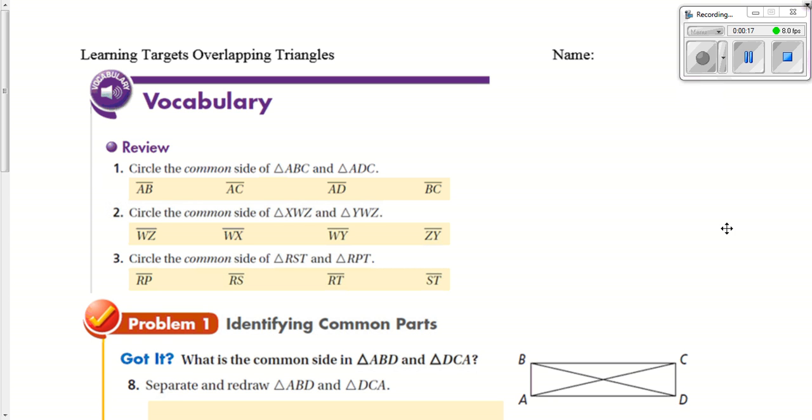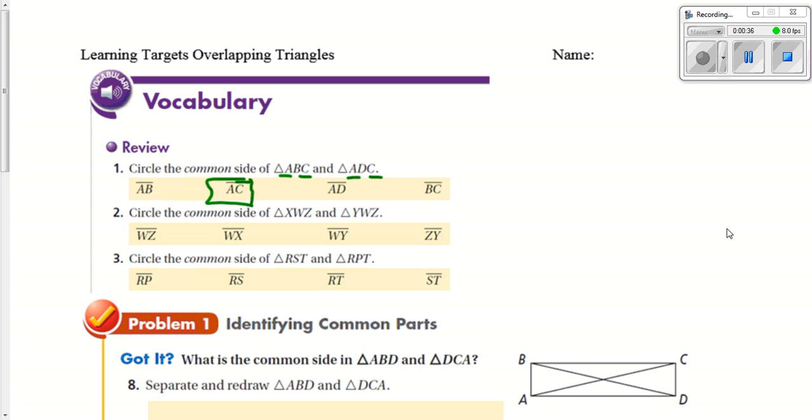So step number 1 says circle the common side of ABC and ADC, meaning what side do those two triangles share? Well, if we look at the names, we are looking for the letters that they both have in common. And if you notice, they both have AC in common. So that tells me that the common side is indeed AC.